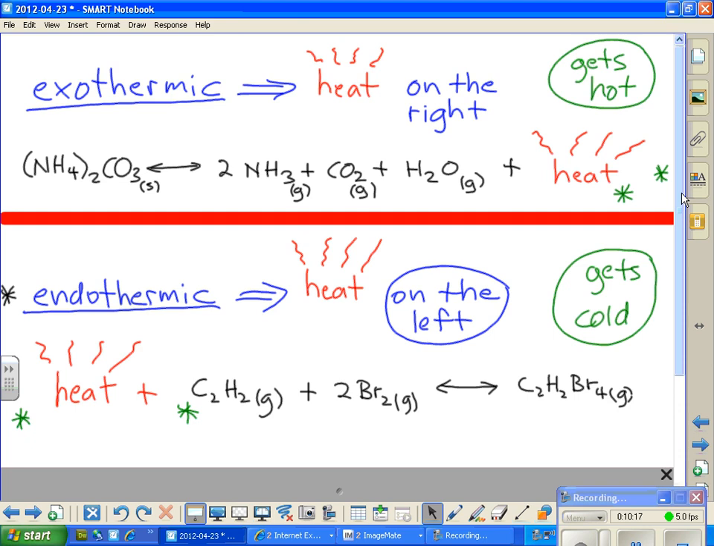All right. So that's how we treat exo and endo. If they say it's an exothermic reaction, which they will do in the sheet that you're working on tonight, put heat on the right and treat it just like any product, because products are on the right side. And on the endothermic reaction, you can count on the heat being on the left. And that's all you have to know to be able to work those problems. Okay. That's good.